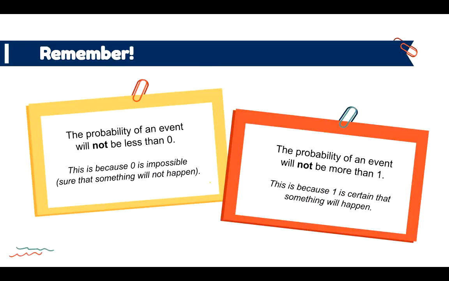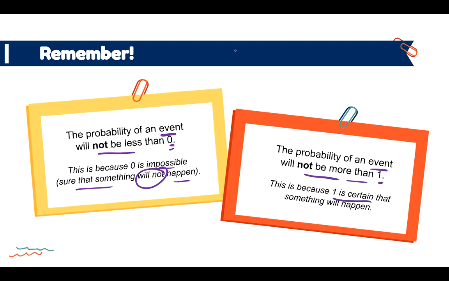Okay, remember, the probability of an event, let me change the color of my pen. The probability of an event will not be less than 0. This is because 0 is impossible, sure that something will not happen. Kaya nga siya 0 eh. Kasi nga wala. Hindi talaga siya mangyayari. The probability of an event will not be more than 1. This is because 1 is certain and that something will happen.